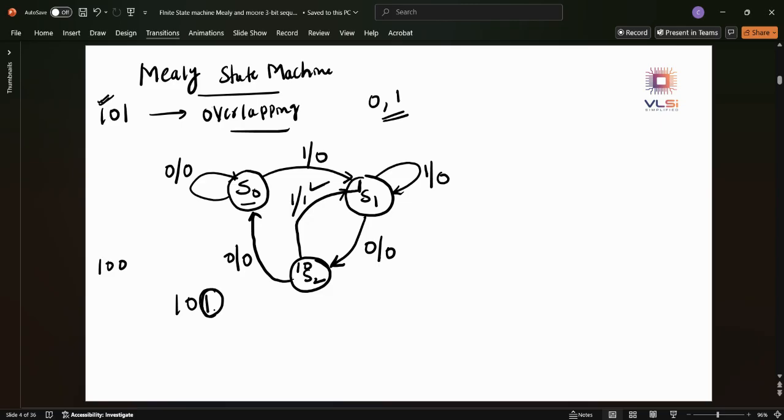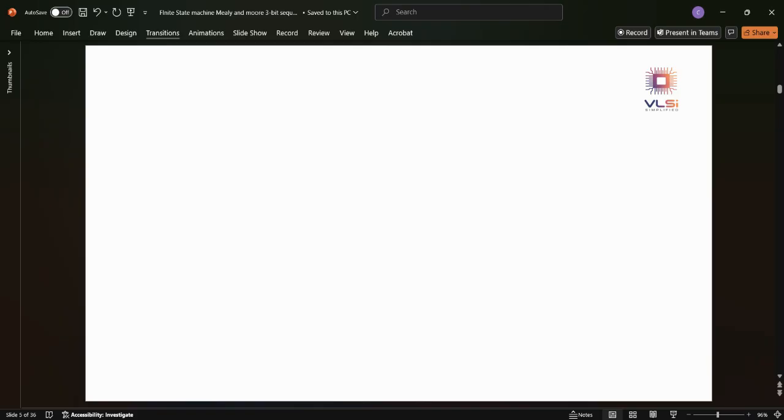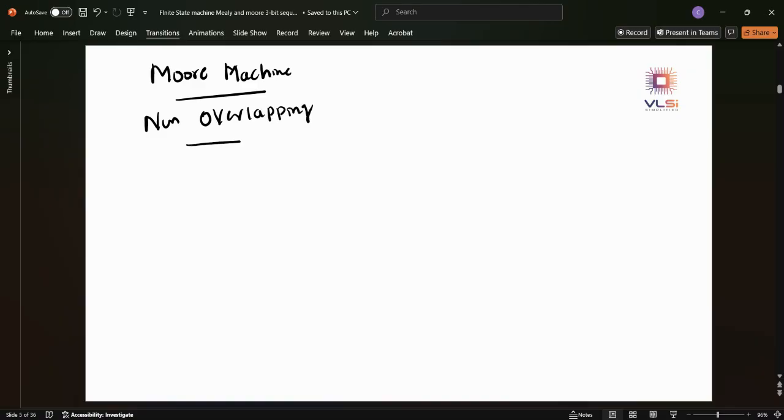So next we'll see the Moore model, the Moore state machine. Okay. First we'll see the non-overlapping. In the Moore machine, you are getting the output at the next clock pulse. In the Mealy machine we already saw that the number of bits equals the number of states. So in Moore you have one more state. Okay, so you have S0, S1, S2, and S3. Okay, so we will analyze.